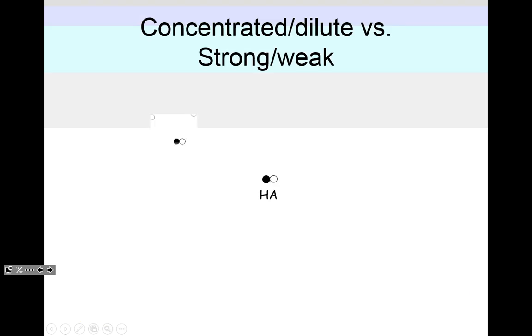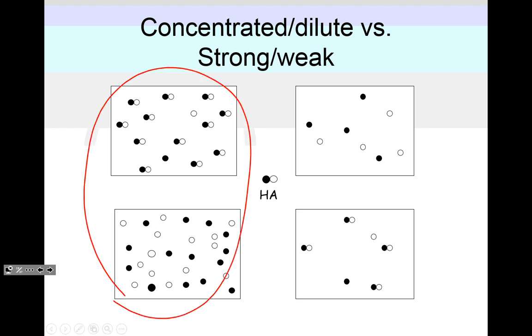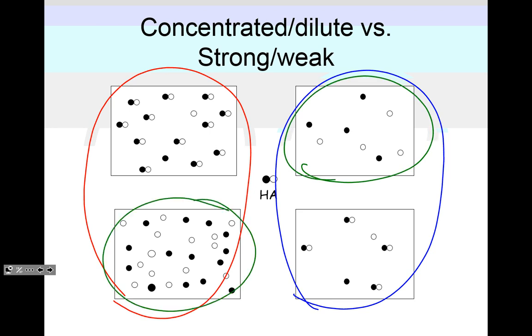Now the last thing I want to look at is the concept of strong versus weak and concentrated versus dilute. They're not the same thing. Concentrated means you have a lot. So the two on the left are concentrated, the two on the right are dilute. Strong versus weak is, do you 100% break apart? This one, 100% is broken apart, and this one has 100% broken apart. The other two that I haven't boxed in the upper left-hand corner and the lower right-hand corner, those are weaks. They've only partially ionized. So concentrated versus dilute is a different idea than strong versus weak.